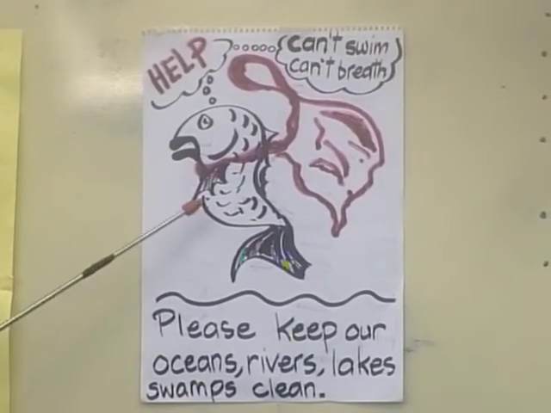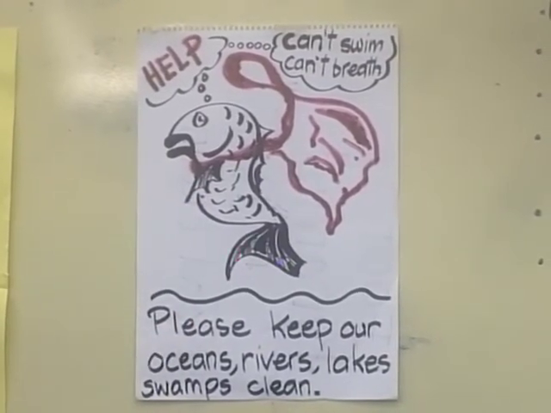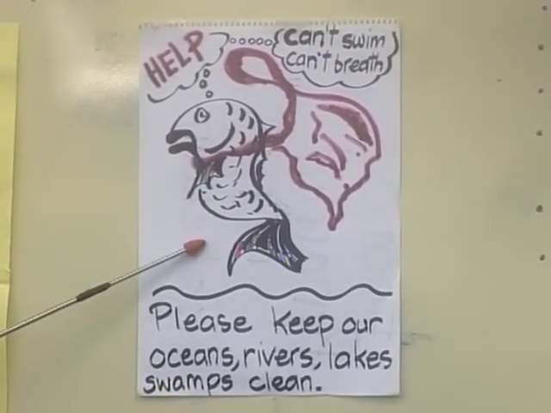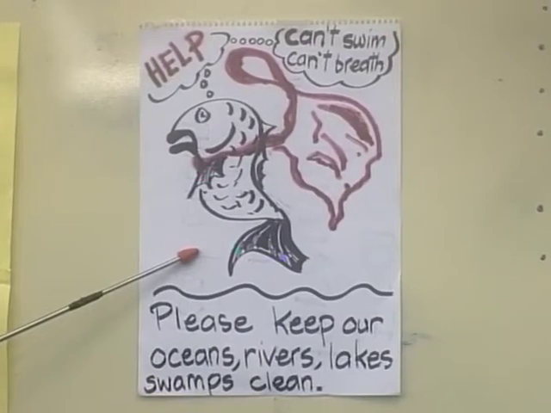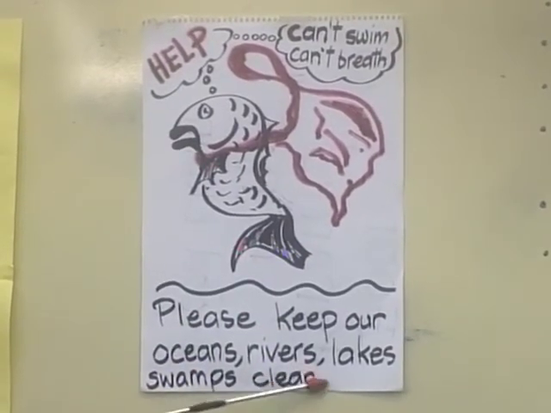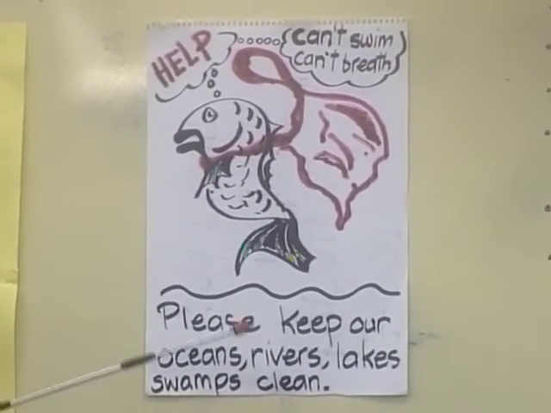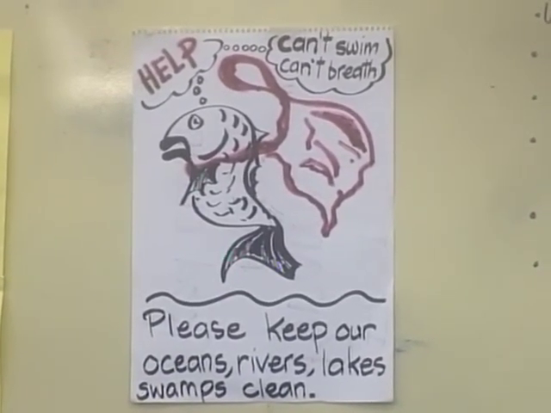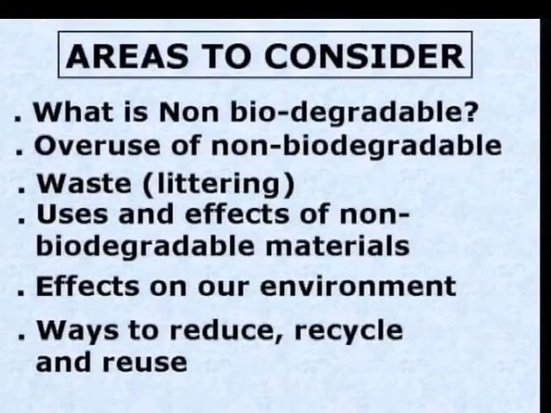Now, why is the fish saying like that? All right, so you can see that this little picture has a lot of information in it. Please keep our oceans, rivers, lakes, and swamps clean. And then you can elaborate on this to pass on information to the people who are watching or listening to you. So you can see all these areas can be covered in here. The areas to consider, we can cover it by just looking.